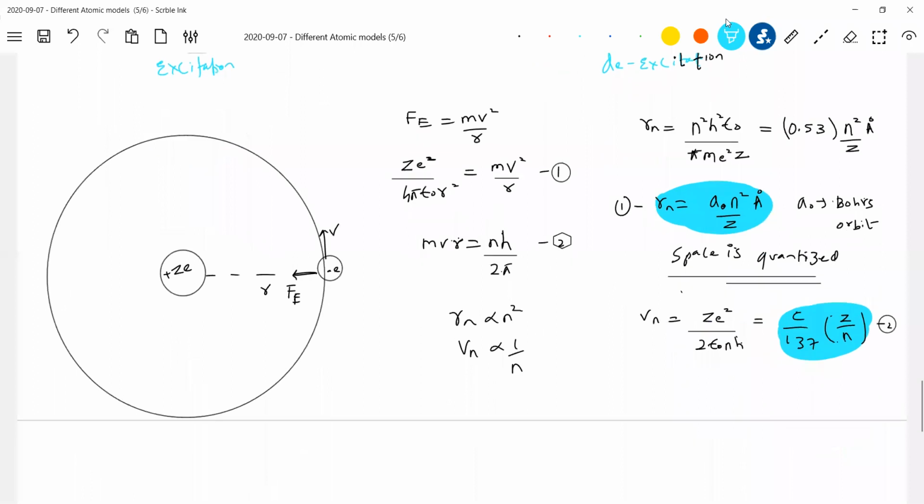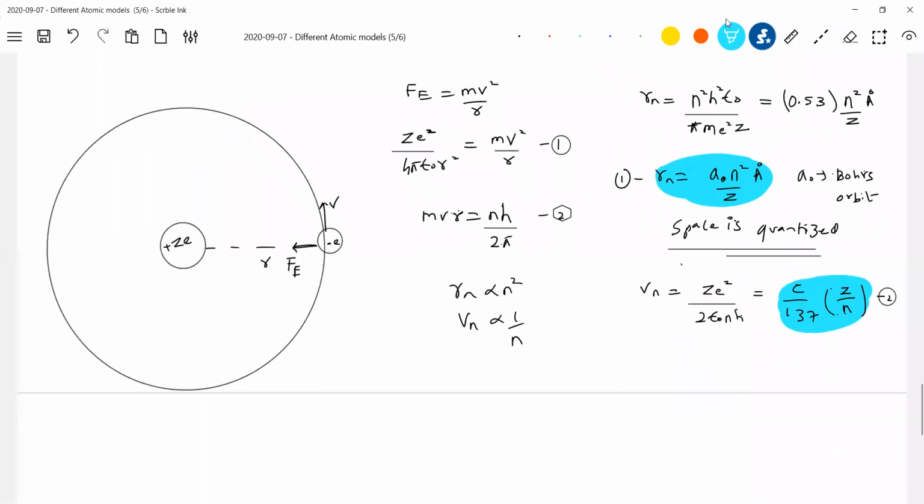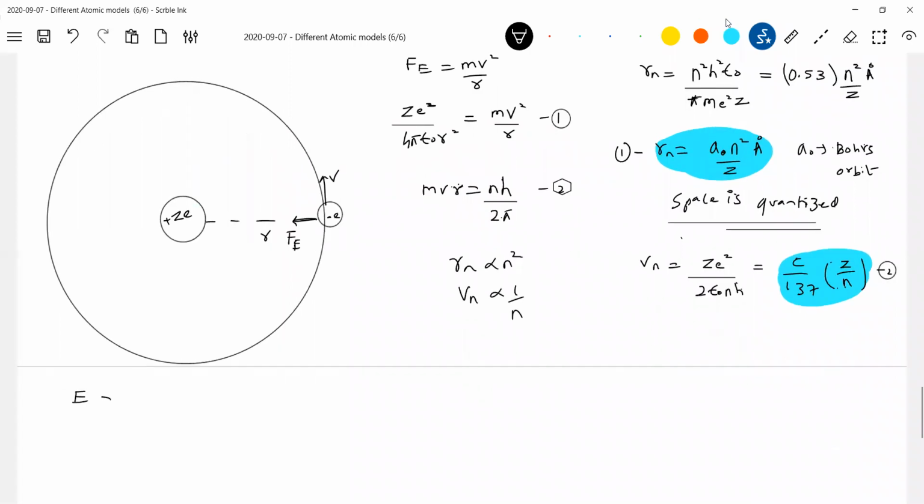Similarly, let's go for energy. In what all forms does this electron possess energy? There's the interaction potential and also the kinetic energy. So E is equal to U plus K. Interaction potential energy should be equal to minus Ze square by 4 pi epsilon naught r, and kinetic energy is mv square by 2. Solving for this, we'll get the expression for energy.